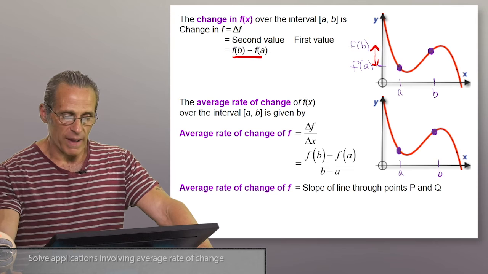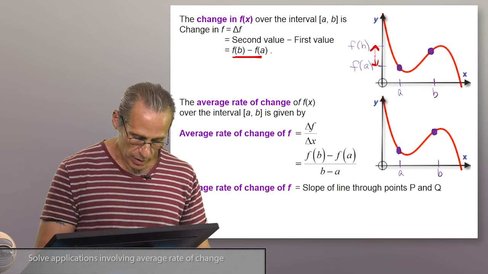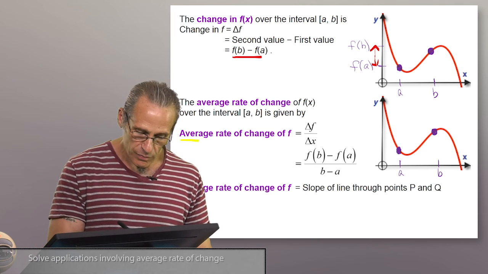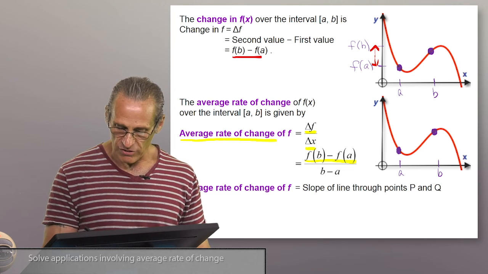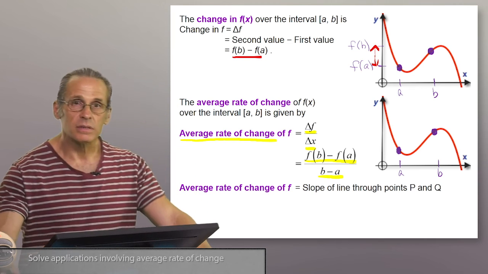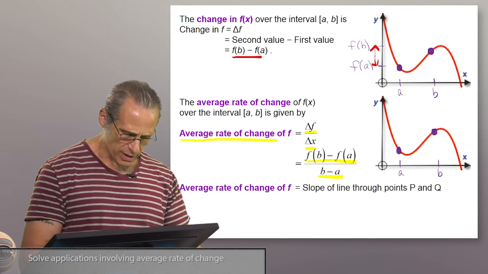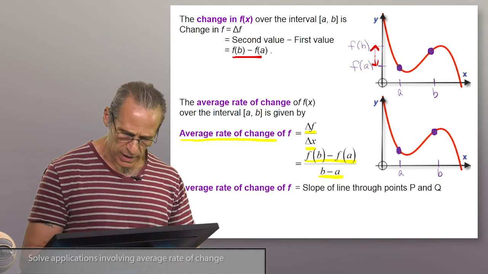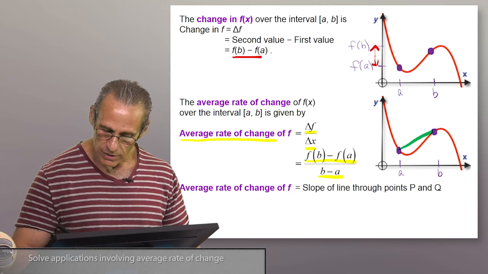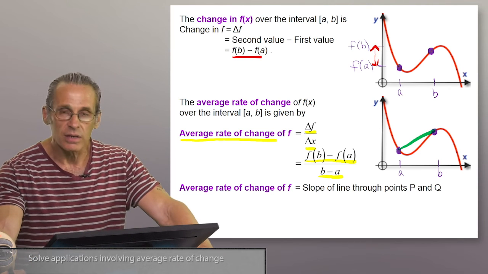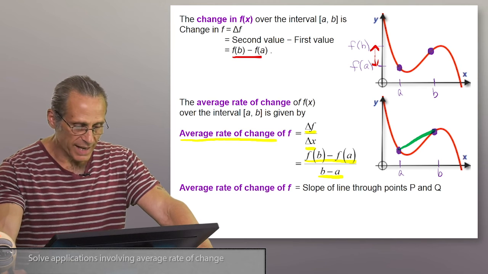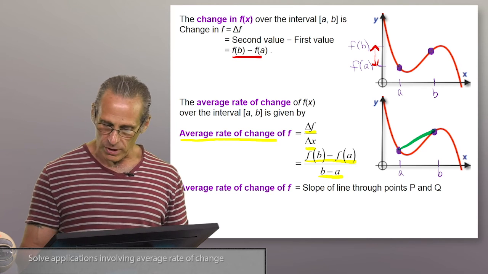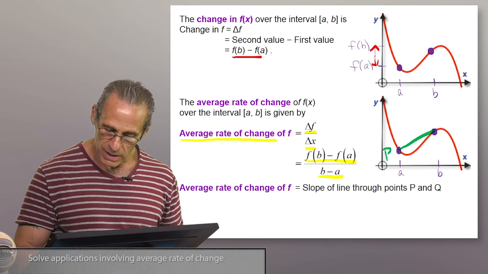So when I take a look at my average rate of change, what I'm actually seeing is a change of f over change of x, which is f of b minus f of a over b minus a. And you're probably thinking, gosh, that looks a whole lot like what? It looks a whole lot like a slope formula for the line segment connecting from x equals a to x equals b on the curve. And that's what you're seeing. It's the slope of the line through the points P and Q.